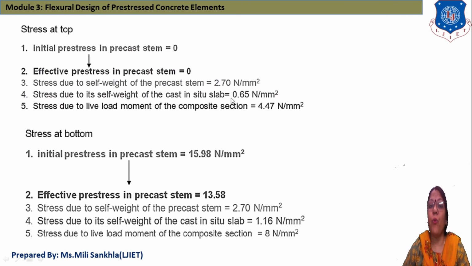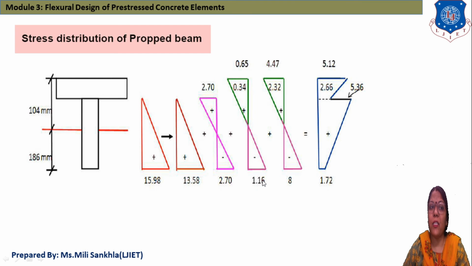Here we take 0.65. Now after summation of top and bottom stresses, initial, effective, and the last one is the live load moment. After summation of all these stresses we get 5.12, then 2.66, decrease, and then 5.36 again increase, and at bottom we get 1.72. This one is the stress distribution diagram for the propped beam.